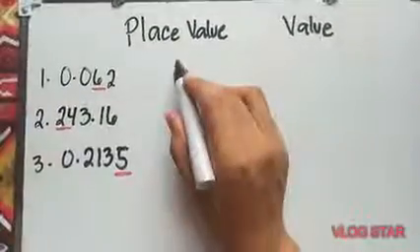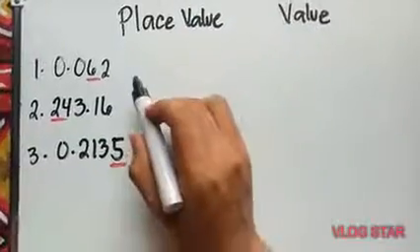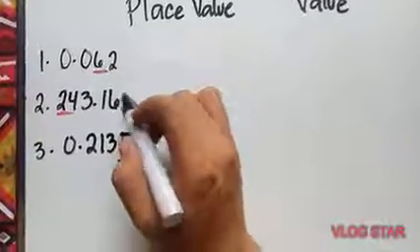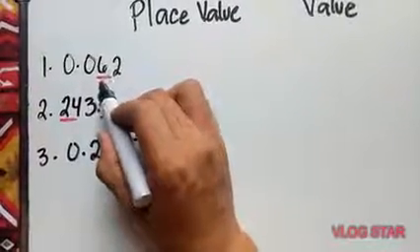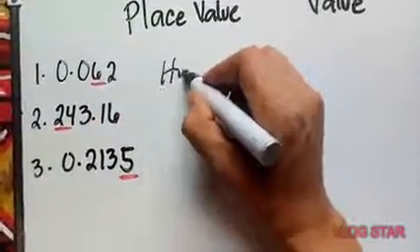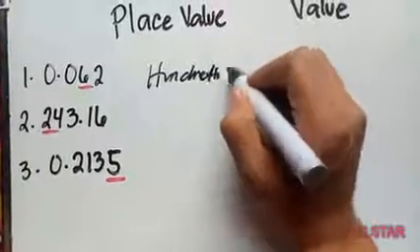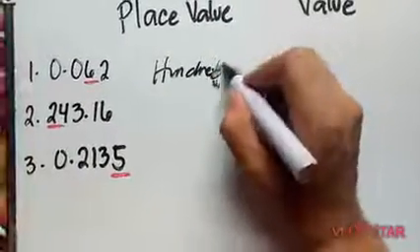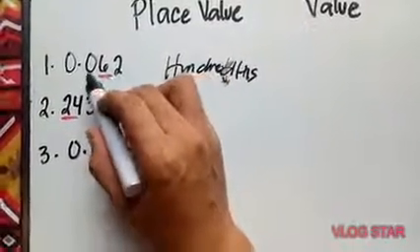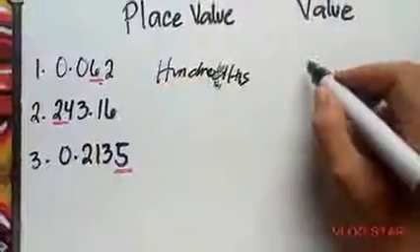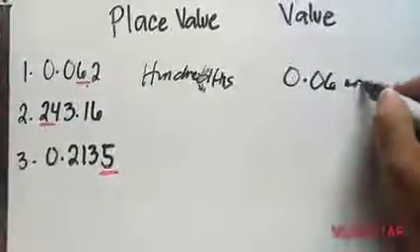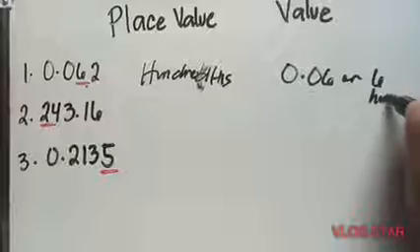Next, let's proceed to place value and value. We need to know the place value of each digit. So this is tenths, hundredths, thousandths. The place value of 6 is hundredths. How about the value of 6? Since 6 is in hundredths place, we can write 0.06 or 6 hundredths.